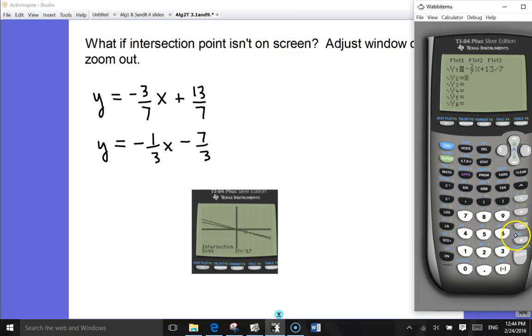Enter, right? And on the second one, I've got negative 1, is that clear? Negative x over 3. You can put it in whichever way you want. Minus 7/3.